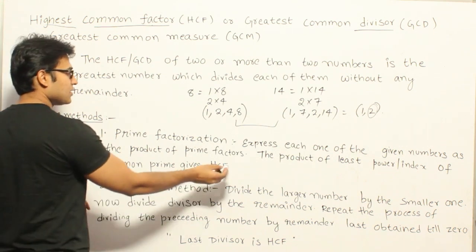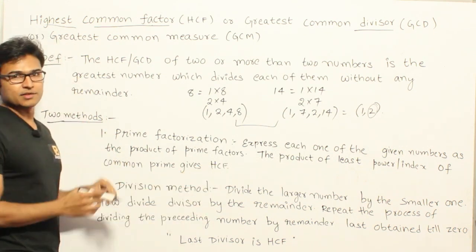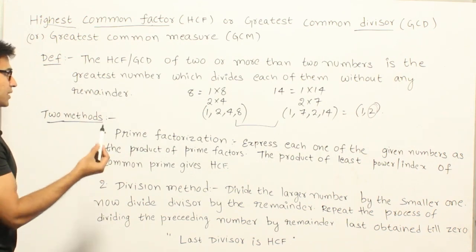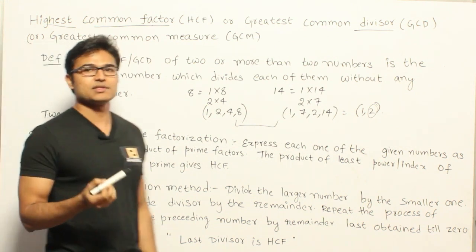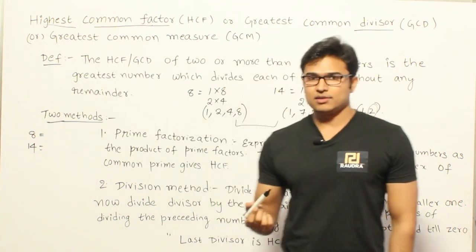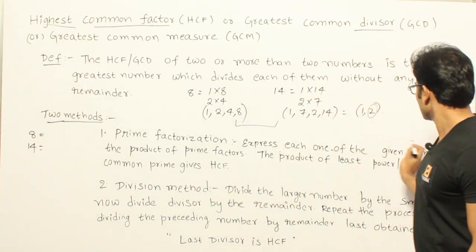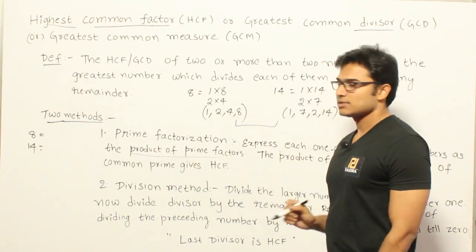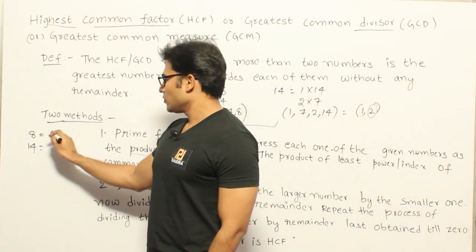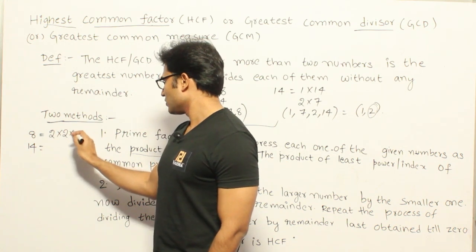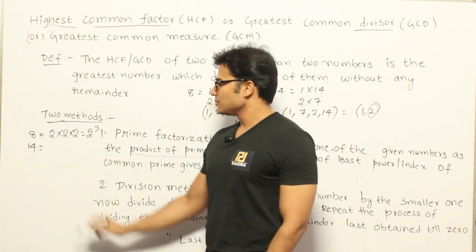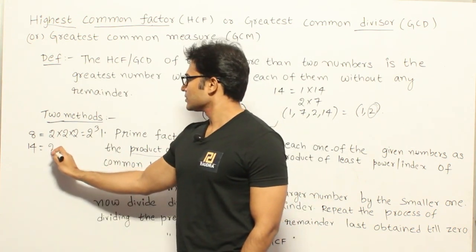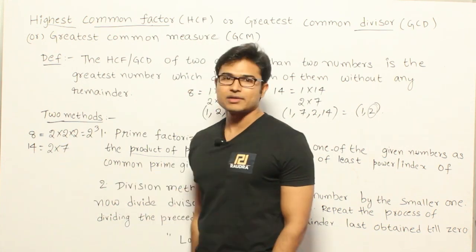So what they mean to say is, I am just explaining everything by taking an example. This way you might not be able to understand. Let's take the example of 8 and 14. They are saying that express 8 and 14, or whatever numbers you take, as a product of prime factors. Now if you see 8, you can write it as 2 into 2 into 2, which is 2 cube. So product of prime factors. And similarly 14 also you can write as 2 into 7, product of prime factors, right?